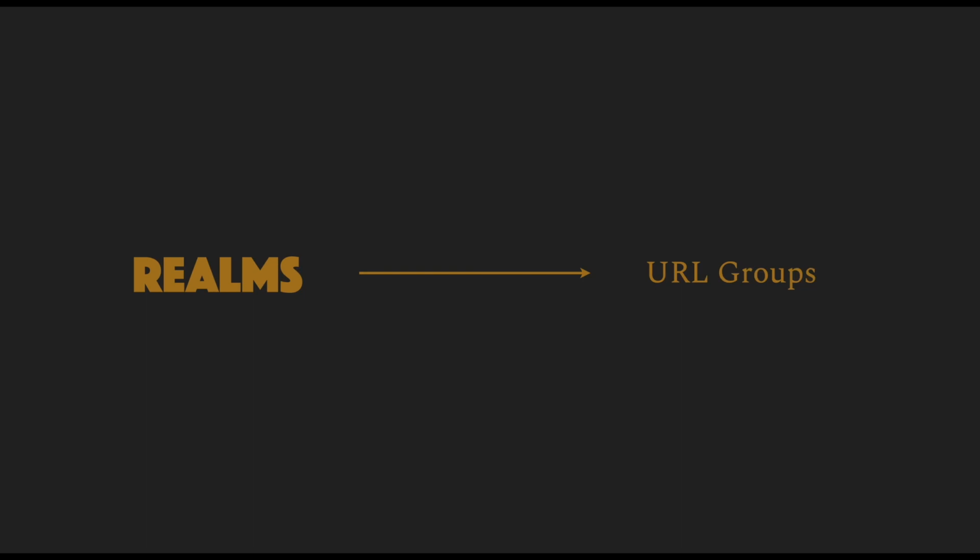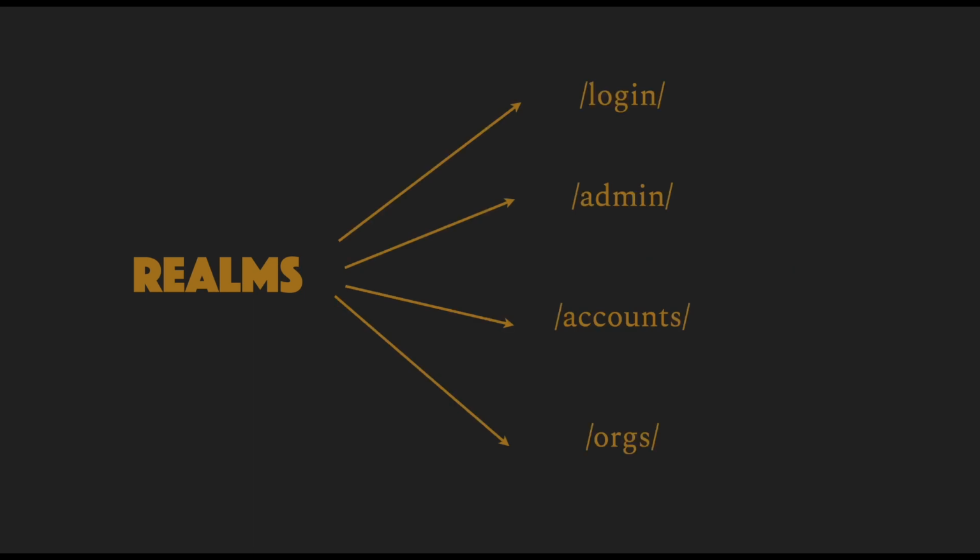Before we go, you may have noticed the term realm pop up in some of the examples. Let's quickly look at what this is. Realms are essentially URL groups. Here are some examples. The login realm in this example applies to everything under the base login path. So the login realm just means login/whatever that comes after that belongs to the login realm. The same with accounts, the same with admins, etc.